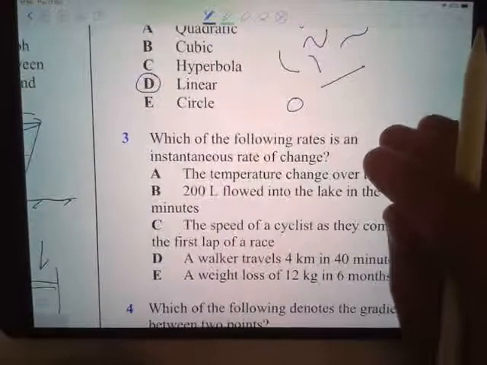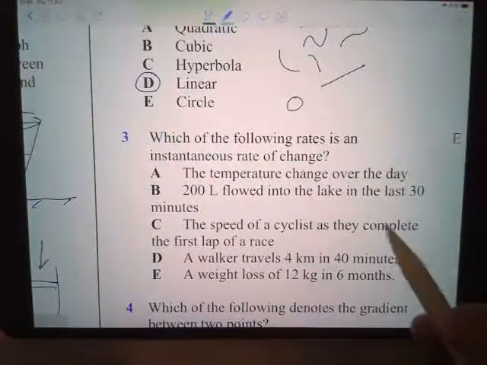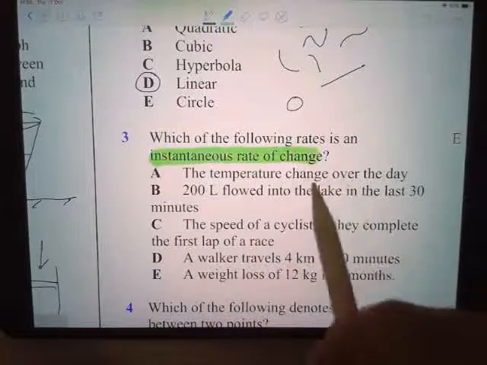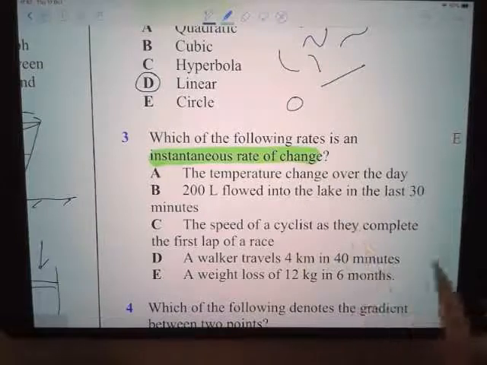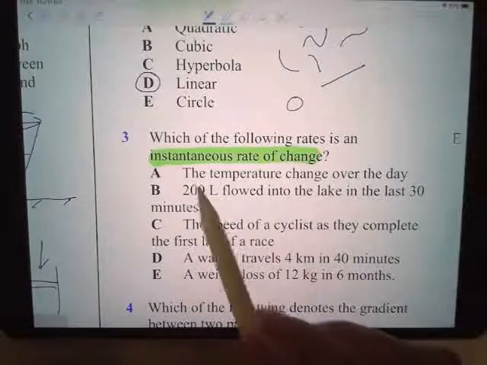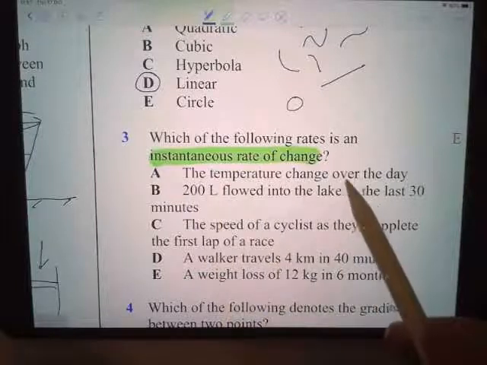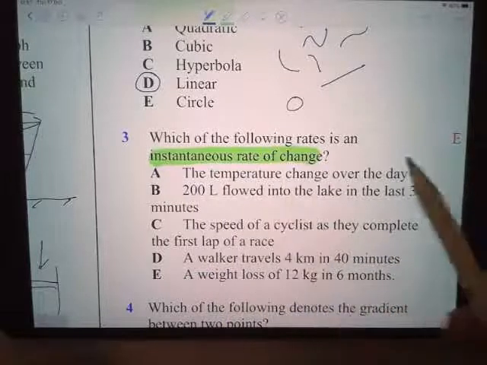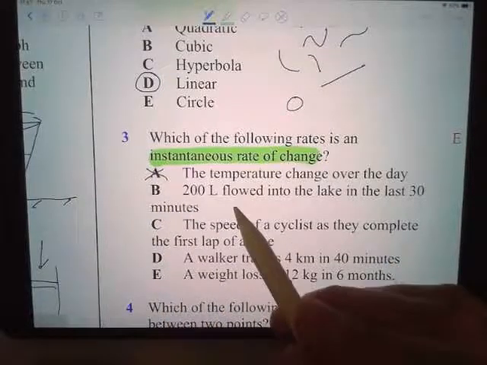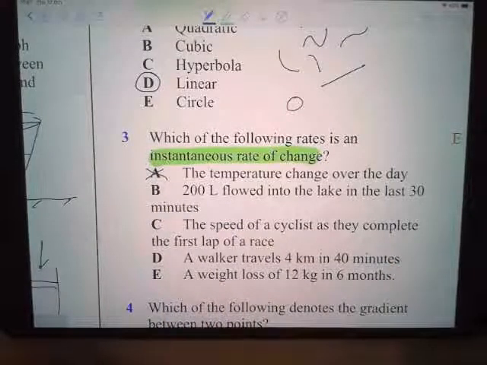In question number 3, which of the following rates is an instantaneous rate of change? Instantaneous rate means that on that moment. So let's quickly look at the possibilities. The temperature changes over the day, so it cannot be A because it is changing. It's not at the exact time of the day.